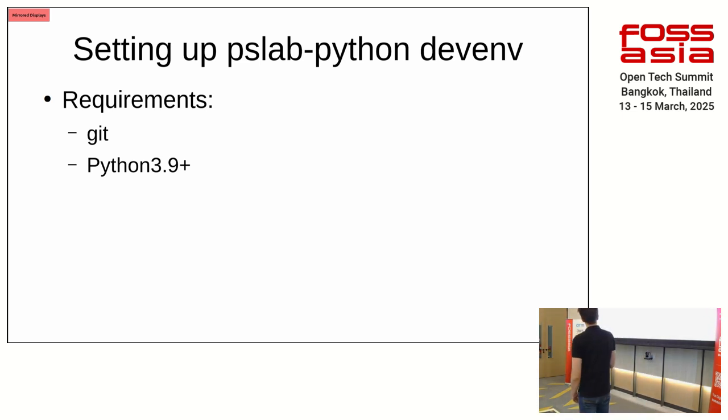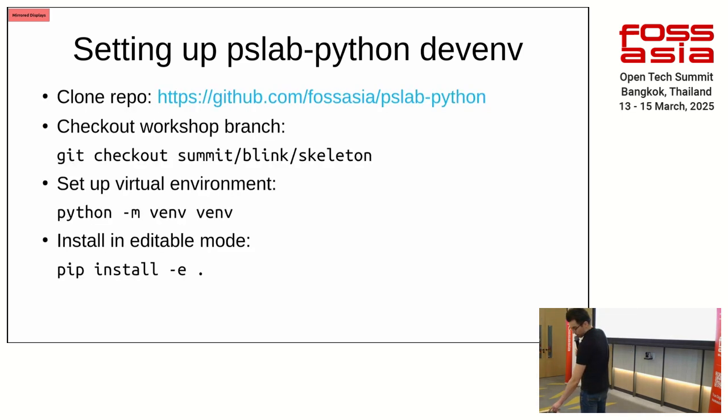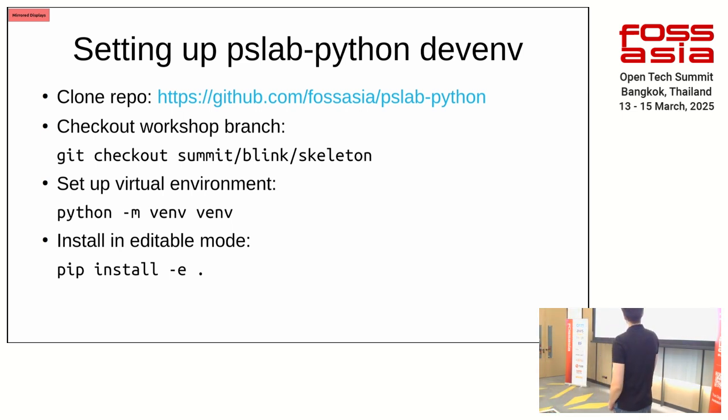Like I said, since some pre-knowledge is assumed in this workshop, I'm not planning to really go over how to install those things. There's not really enough time for that. But once you have those things installed, you want to clone the PSLab-Python GitHub repository. And then there's a branch in that repository called summit/blink/skeleton.